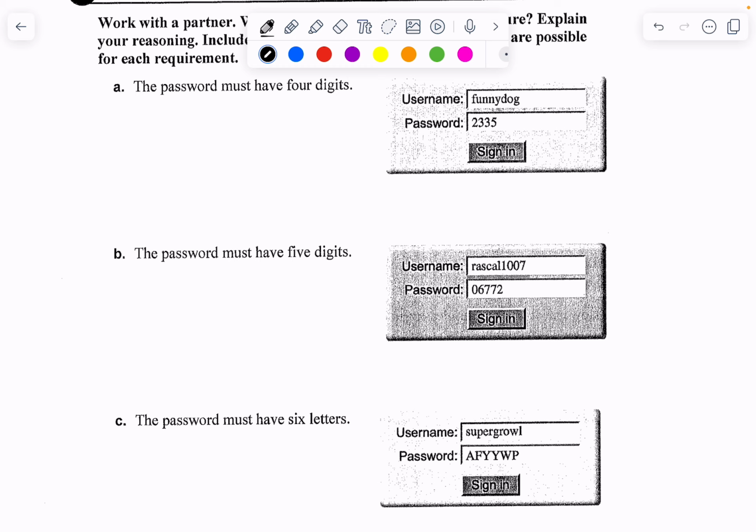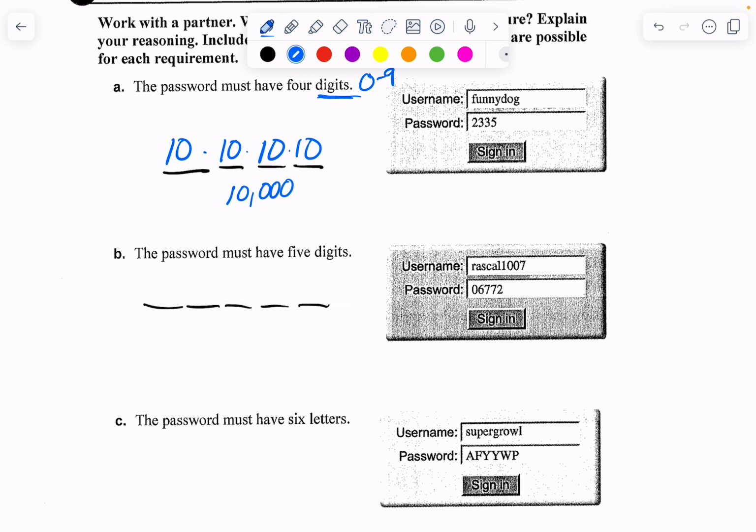Here the password must have 4 digits. Anytime you see the word digits, it's going to be a single digit, like 0 through 9, a number. So if I have a 4-digit password, I have 10 possible outcomes, 0 through 9, for the first number, 10 for the second, 10 for the third, and 10 for the fourth. If I multiply those, I get 10,000 possible outcomes. Here, the password must have 5 digits.